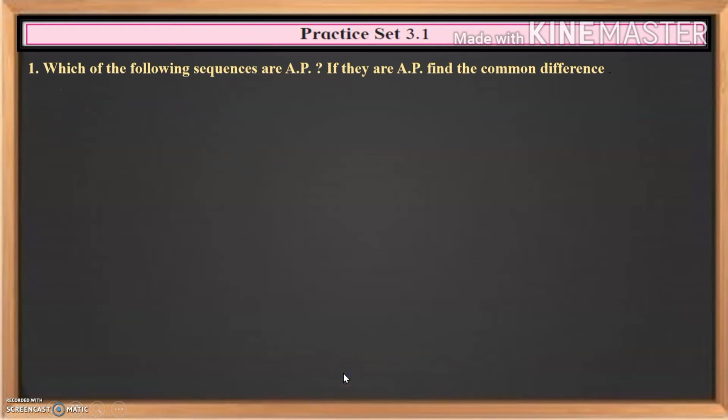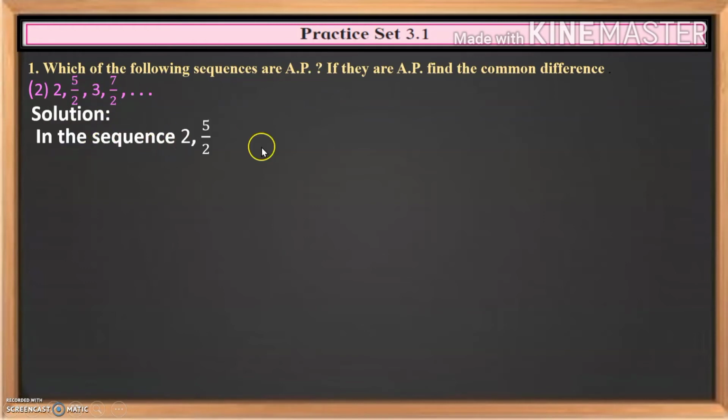Let us take one more sum. I am taking the second sub question. In the textbook it is mentioned here as 3. There is a correction. It is actually 2. So we start with the solution. How do we start? In the given sequence, we copy the question again.